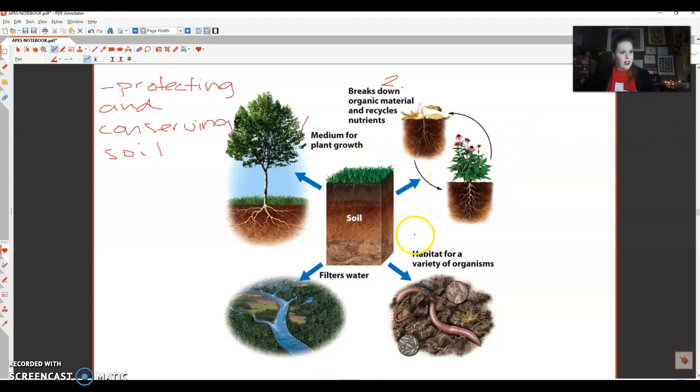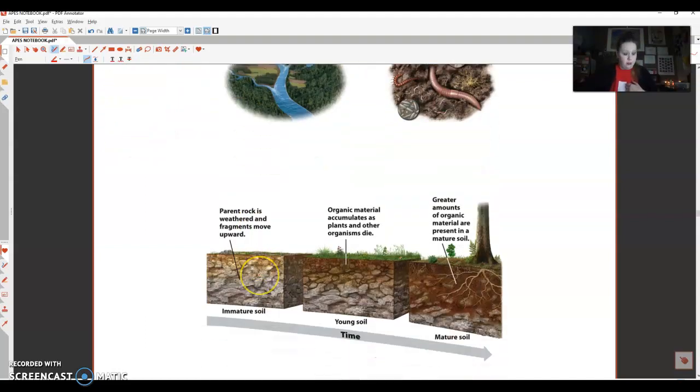Number 3, it is a habitat for a variety of organisms. Bacteria that are needed for decomposition. Earthworms, they aerate the soil because they dig tunnels. We need to make sure that we maintain it simply for that as well. The 4th reason, again, like I said, it filters water. It does a really good job of filtering water. And what's fascinating is when you actually dig into a well, when you find groundwater, that water is pretty clean because it gets filtered as it goes down.